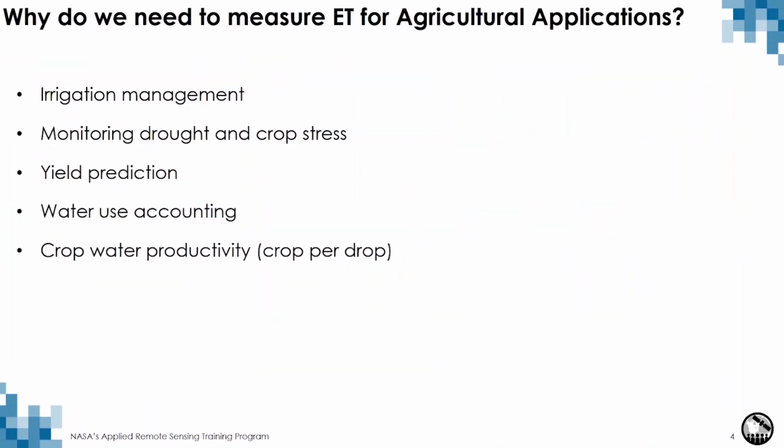So now that we understand what ET is, we'll call it ET going forward, evapotranspiration. Why do we need to measure it for agricultural applications? This is probably not a complete list, but if you had to pick five ways that scientists in the community work with stakeholders in the agricultural sector to use remote sensing data to measure ET. The first one, irrigation management. In areas where crops are irrigated and not rain-fed, our ability to measure ET allows us to give better information to farmers on when and how much to irrigate.